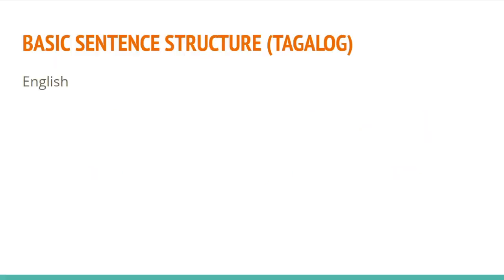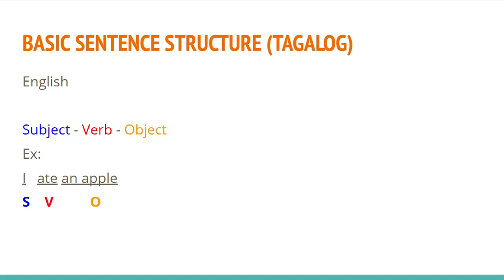In English, we know the sentence structure is the subject followed by the verb and the object. Here is an example: I ate an apple. So we know that I serves as the subject, ate is the verb, and apple is the object. How about Filipino or Tagalog?